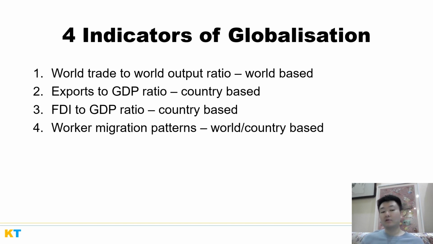And then number four, worker migration patterns. This can be world-based or country-based. Like I can look at the net migration just for a specific area or a specific country, or I can look at the whole world and see, okay, how many people are moving and finding jobs in different countries.